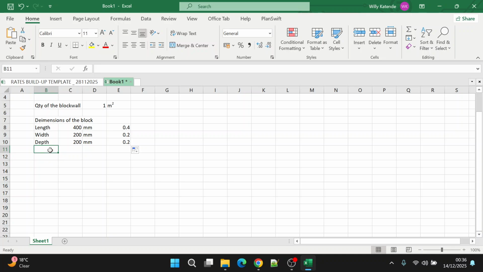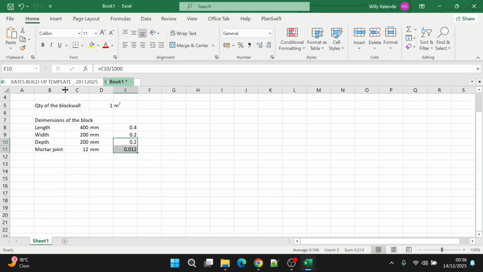Yes, but before then we also need to list the mortar joint thickness, and it is 12 millimeter, depending on what you use in your country, but where I come from we normally use 12 millimeter. So you have this mortar joint as 12 millimeter.